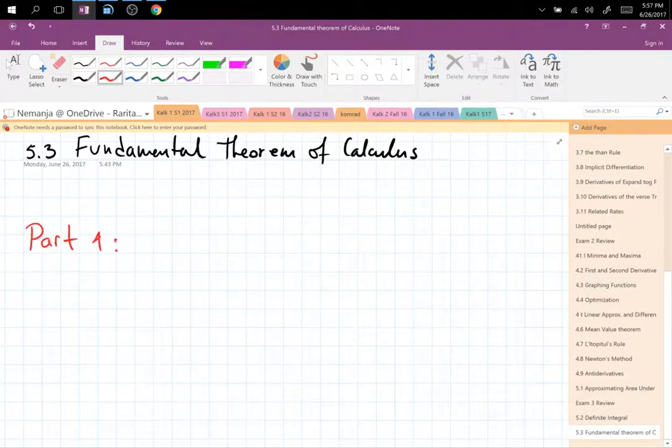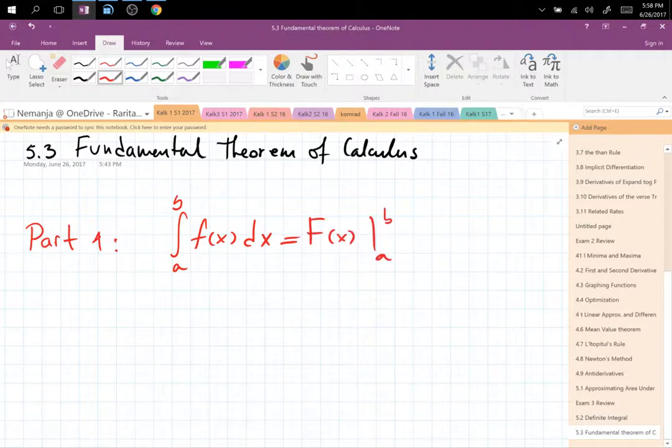which is what we already covered, and that is that the integral from a to b of f of x dx is any antiderivative computed from a to b, which is f of b minus f of a. So this is the first part of the fundamental theorem of calculus, which is how to compute the definite integral, which gives us area under a curve.